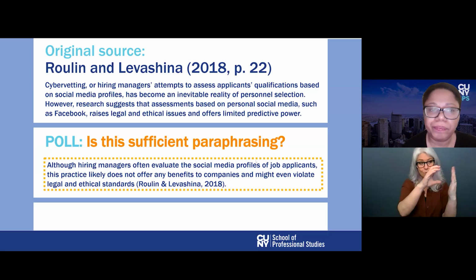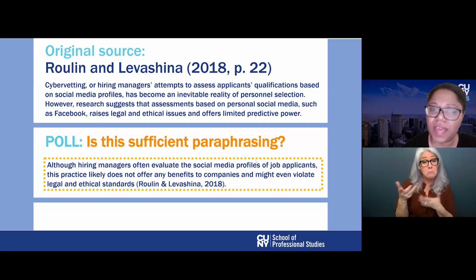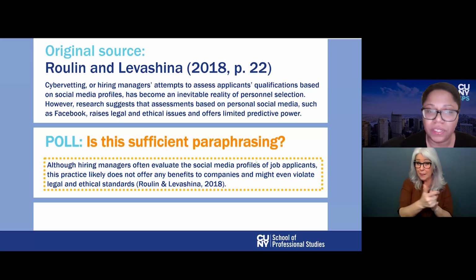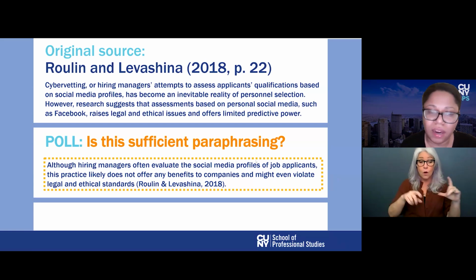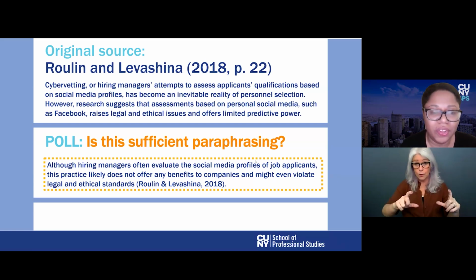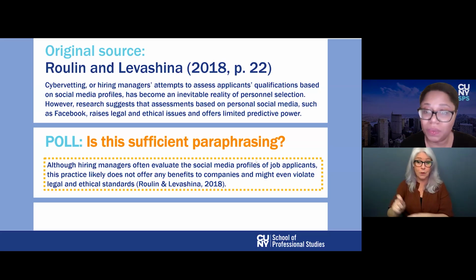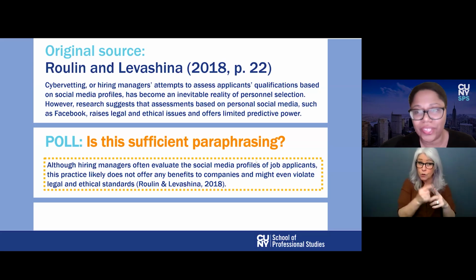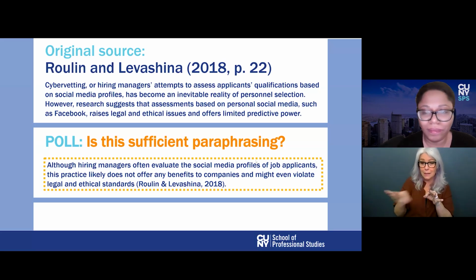This one says, although hiring managers often evaluate the social media profiles of job applicants, this practice likely does not offer any benefits to companies and might even violate legal and ethical standards. And then in parentheses, it says the names of the authors, a comma, and the year, close parentheses, and a period. So, is this one sufficient paraphrasing? Remember to look at both the words being used and also the sentence structure itself.